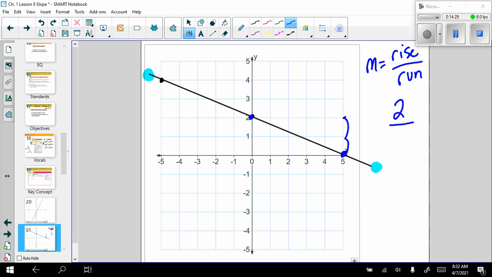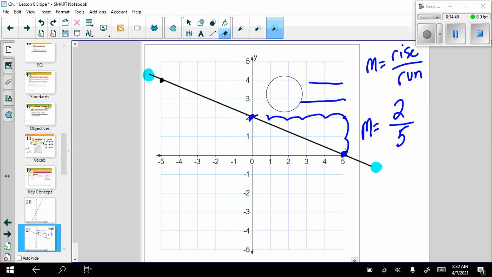How many do I run? 1, 2, 3, 4, 5. Wow, I ran 5. Did I run to the right or did I run to the left? Well, I'm running this direction. Okay, again, I'm running this direction. So I'm running to the left. Well, look back at your original notes. What type of numbers go to the left? Negative numbers. So that would be 2 over negative 5.